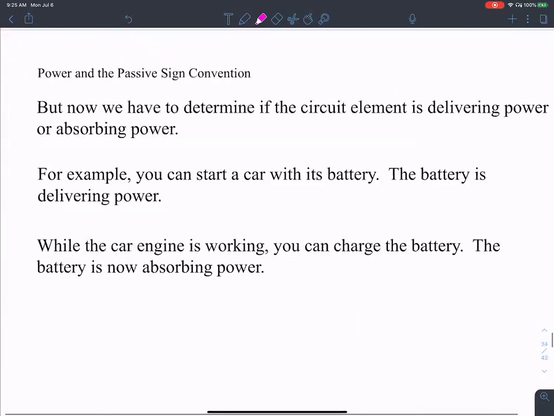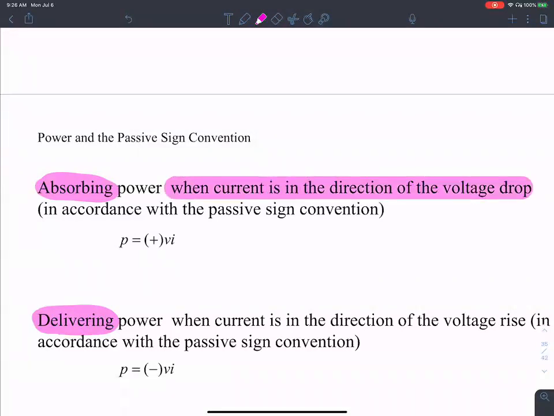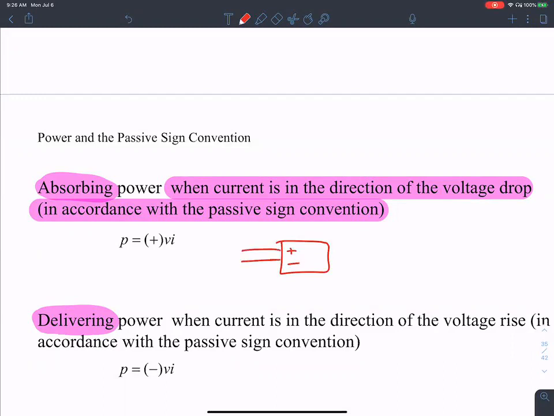So that's the idea of power. And as I mentioned earlier, the power can be either absorbed or delivered. Let's pay attention to this because the exams are going to test you on this. Homeworks are going to test you on this. When the current is in the direction of the voltage drop, in accordance with the passive sign convention, the power is positive. If I have a circuit element with voltage potential shown in this fashion, and current I going from positive to negative, flowing in the direction of the voltage drop, then I have a positive power.